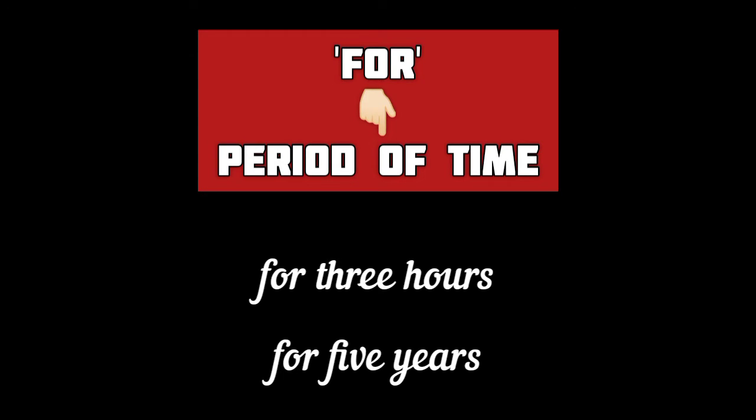However, for is used to show the period of time or the length of time for which the activity has been in progress. For example, for 3 hours, for 5 years, and so on. So, for shows the duration of time, whereas since shows the point of time.